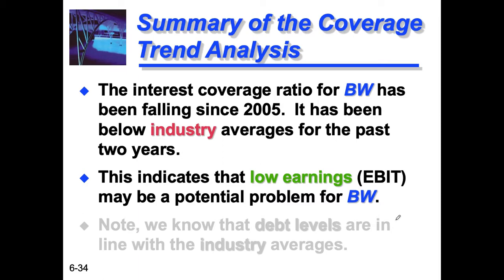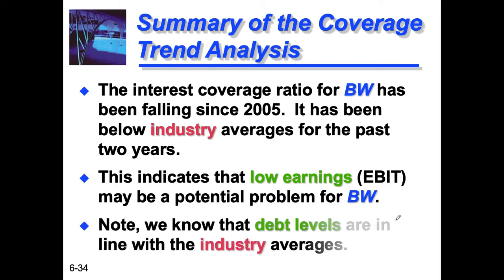The interest coverage ratio for BW has been falling since 2005. It has been below the industry average for the past 2 years. This indicates that low earnings before interest and tax may be a potential problem for BW. Note that we know that debt levels are in line with the industry average.